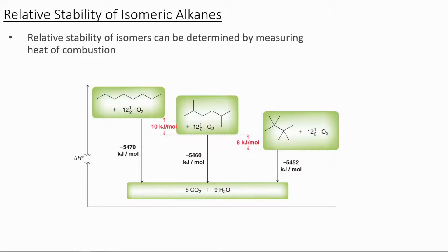So different isomers are going to have different relative stabilities, and we can experimentally determine these stabilities by blowing the molecules up and measuring their heats of combustion. In general, the more branching that a molecule has, so for example, this molecule is much more branched than this kind of linear alkane, the lower in energy the molecule will be, and the less heat will be released during combustion.